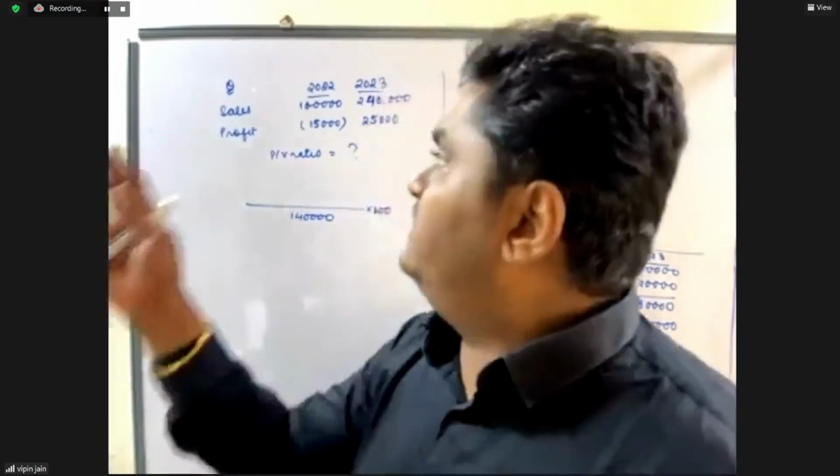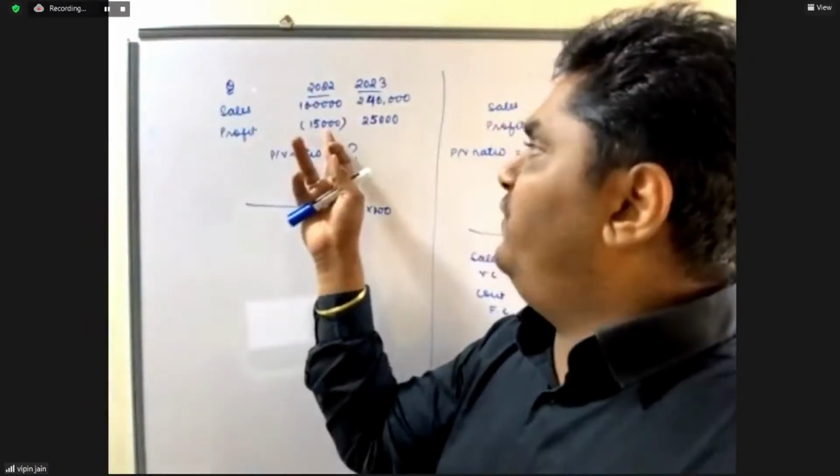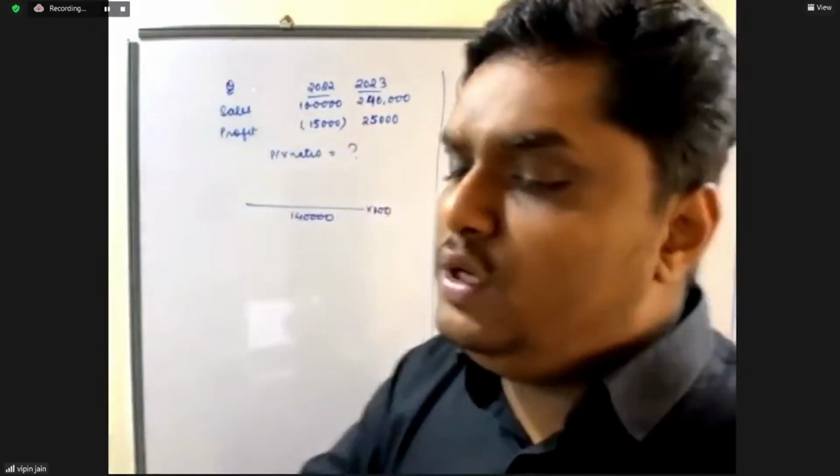I repeat again, guys, the sales is 1 lakh and 2,40,000. The profit is 15,000 and 15,000 is the loss and 25,000 is the total profit.